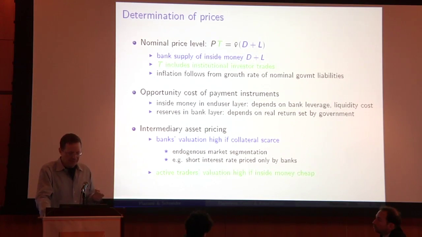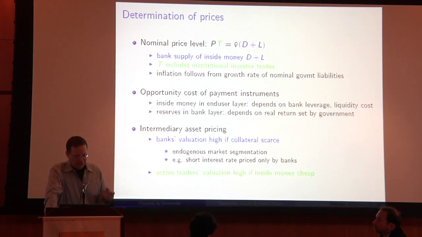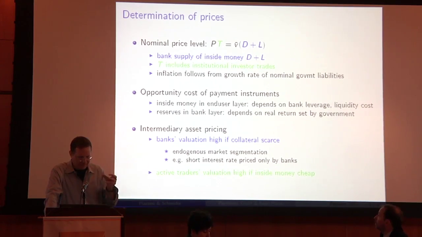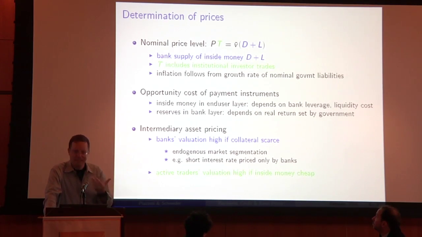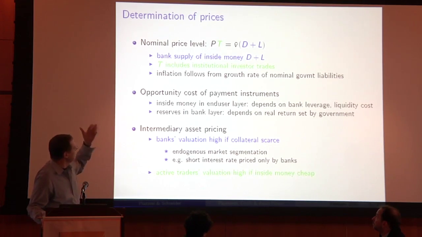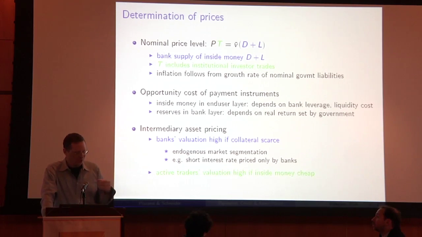Let me sketch how the determination of prices works. The nominal price level in this economy comes off of a quantity equation. We set the velocity, we bake it in to be constant, so as to zero in on the new elements, which are first that there is this bank supply of inside money that is the blue effects or the money supply, and that consists of deposits and these credit lines, and then the transactions that this is used for include this institutional investor trade.